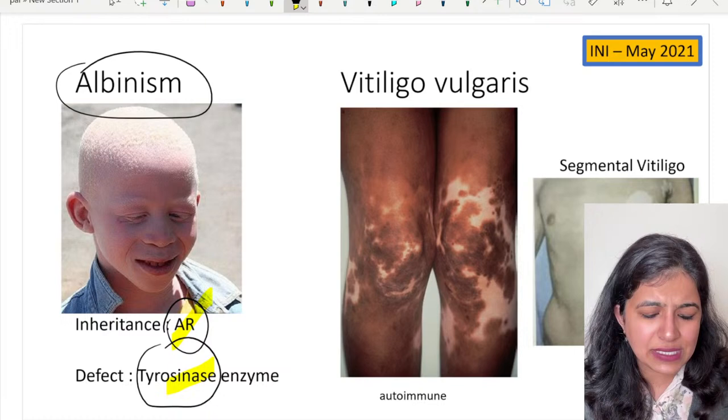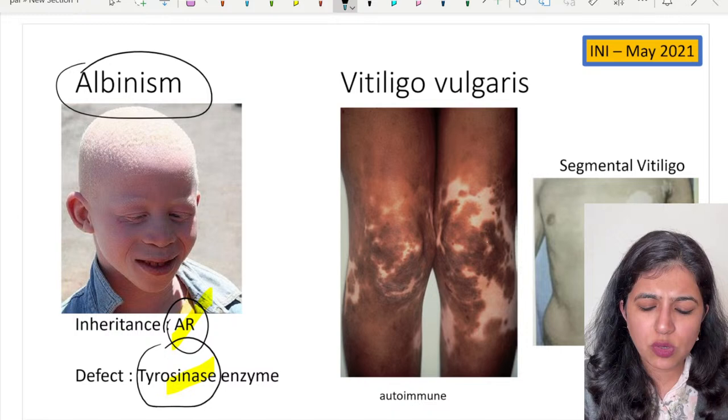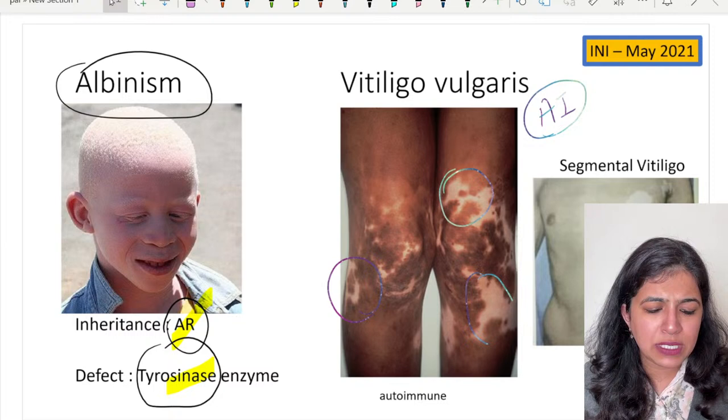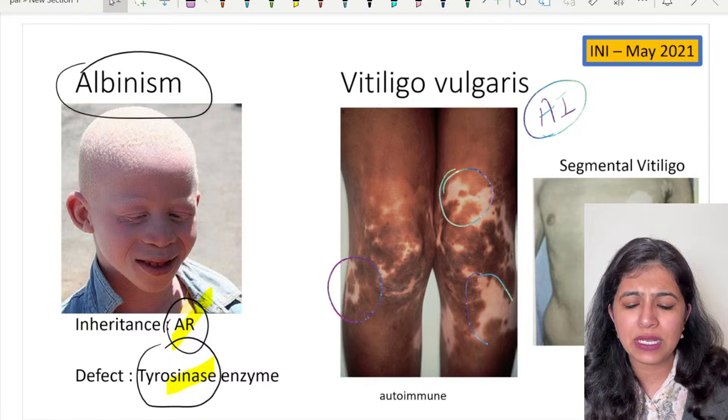Then we have vitiligo vulgaris. This is an autoimmune disorder. Here you will see white macules on the body, but in albinism you will see complete white. So that is the difference between albinism and vitiligo.